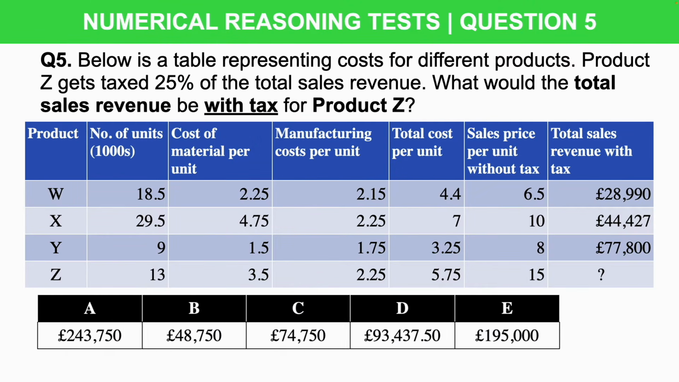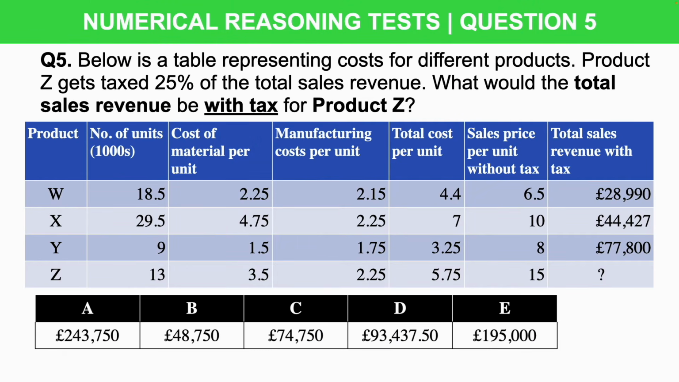Is it A, £243,750, B, £48,750, C, £74,750, or D, £93,437.50, or E, £195,000. 30 seconds on the timer starts now.